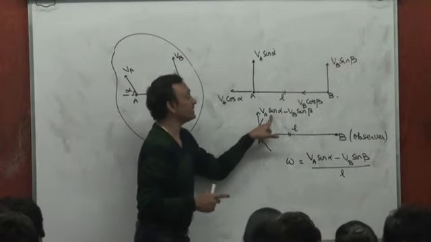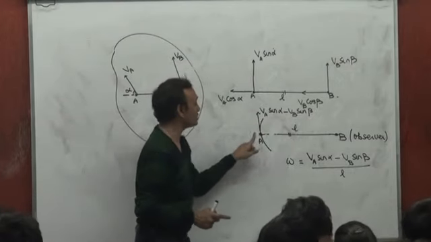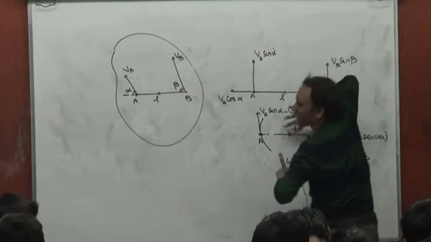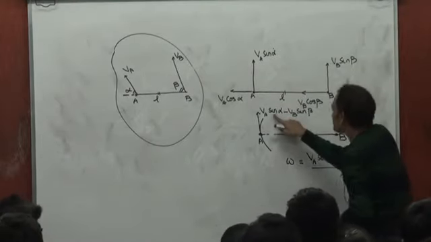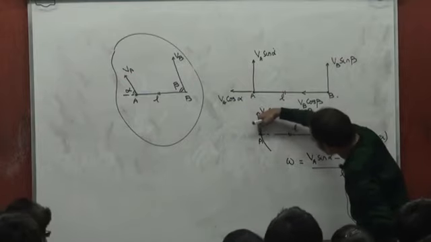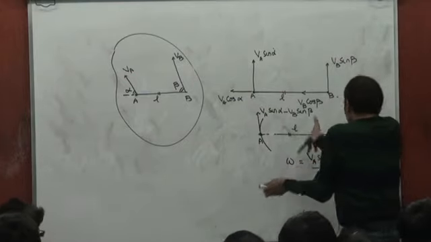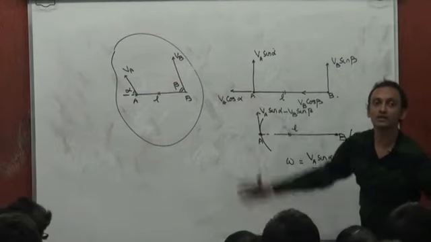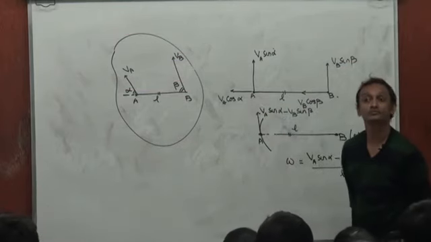And if VA sin alpha minus VB sin beta is positive, then this velocity is like this. That means omega is clockwise. If this is negative, then the velocity of A as seen by B is downwards. Then the omega would be anti-clockwise. The omega of the rigid body is going to be anti-clockwise. Are you fine with this or not? Right?